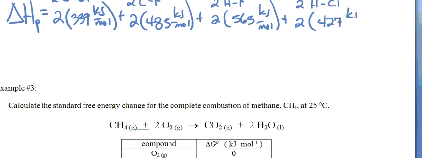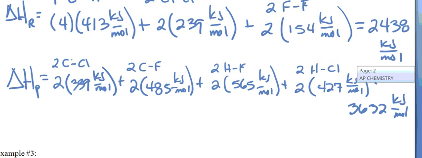All right, so let's do that calculation. Then we can do it real quick. Okay. So 2 times 339 plus 2 times 485 plus 2 times 565 plus 2 times 427. Okay. And that equals 3,032 kilojoules per mole. Okay, so what we want to do is we want to take the reactants minus the products.